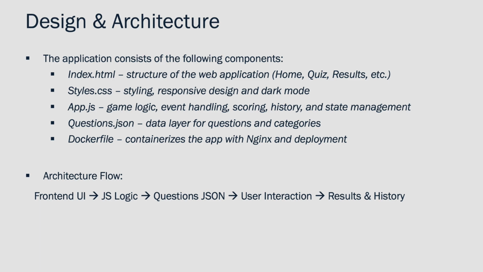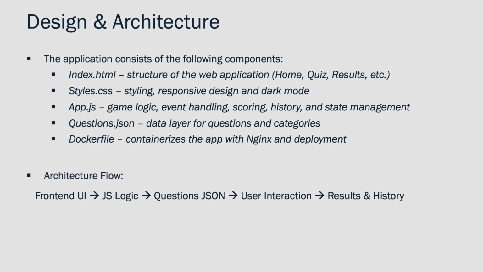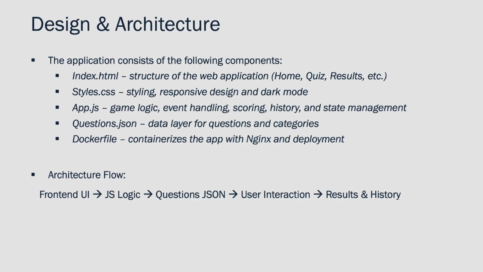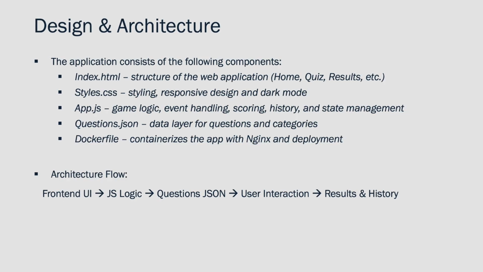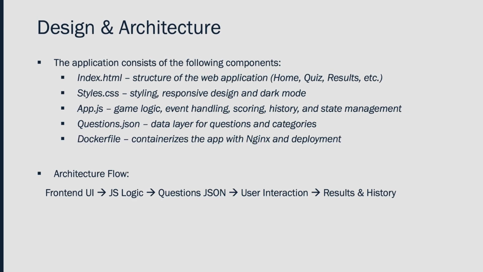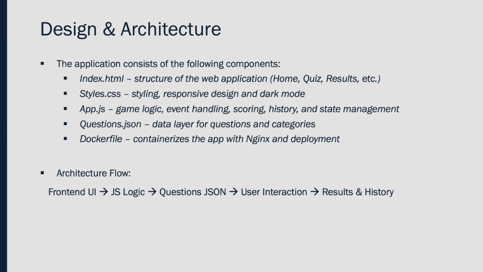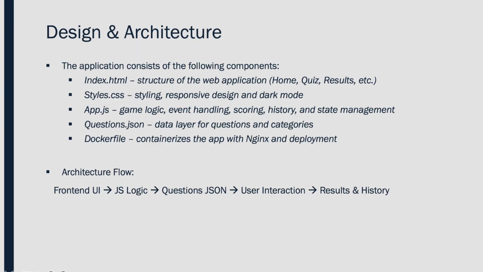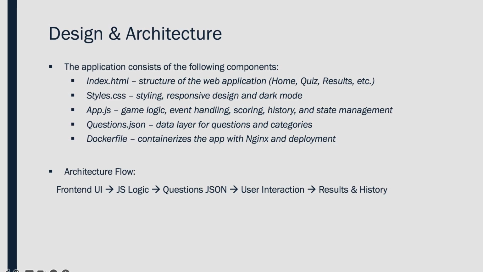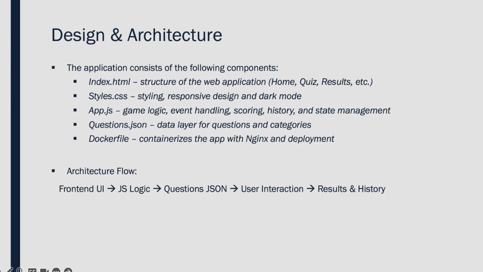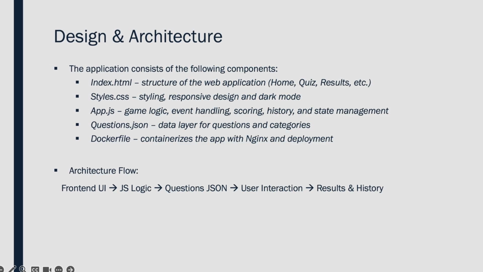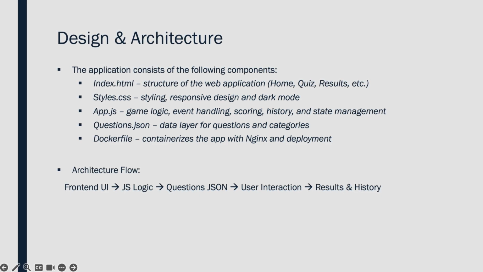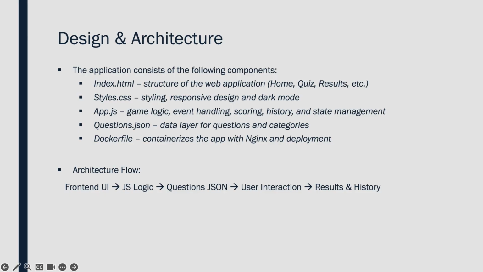So here's a quick look at the project's architecture. The index.html builds the structure and contains three main sections: the home screen, quiz interface, and results page. Style.css handles all the design, layout, and theming, including a responsive layout and dark mode. App.js is the brain of the application. It basically manages question loading, answer checking, scoring, and navigating between states. Questions.json is the data layer that stores quiz questions and answers in three categories: travel, sports, and food. And finally, a Dockerfile packages the app, ensuring consistent deployment in any environment.